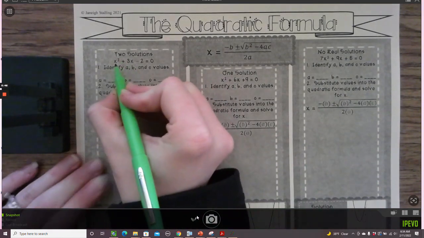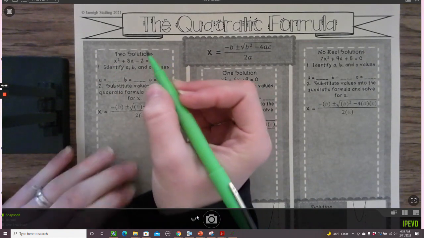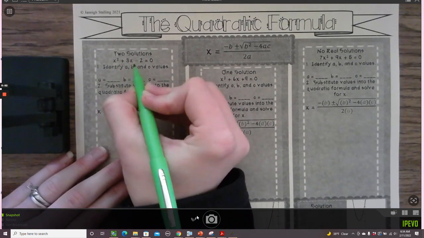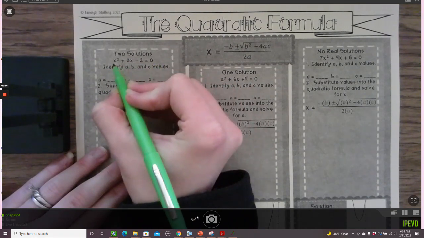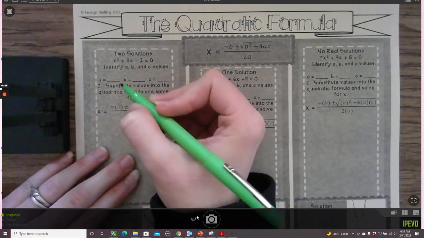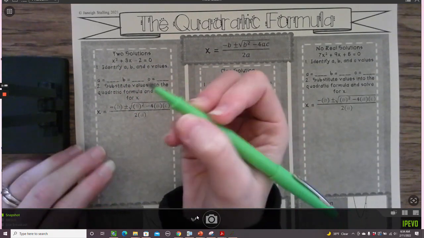So we've got a quadratic equation, x squared plus 3x minus 2. Always make sure that your quadratics are in standard form, that they're set equal to 0, and that all your variables, all your constants are on one side together. So we need to identify the a, b, and c values.